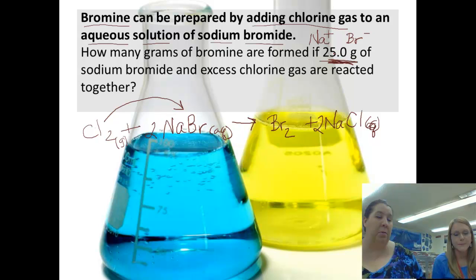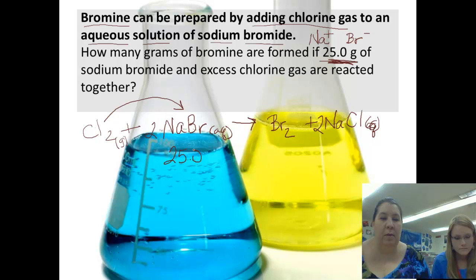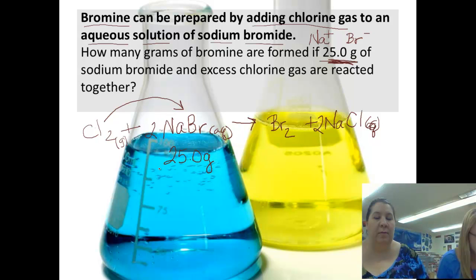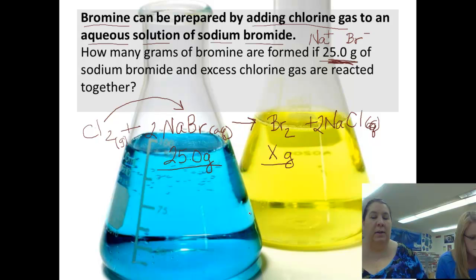Yes. Okay, so I'm going to put my 25 grams of sodium bromide underneath there. And I'm trying to figure out how many grams of bromine. So I'm going to put my X for grams of bromine right there. And this is pretty easy now that I have my balanced equation and everything. I know that there's 2 moles of sodium bromide. I'm going to put that in parentheses over here. 2 moles of that for every 1 mole.